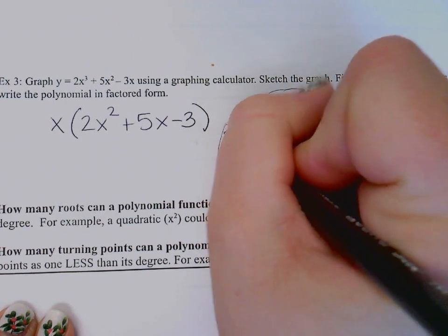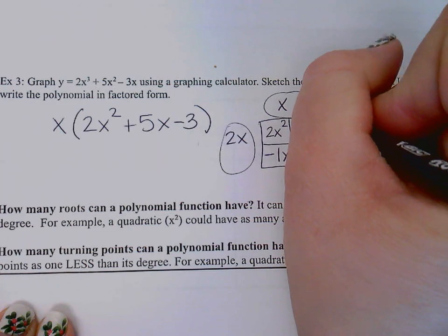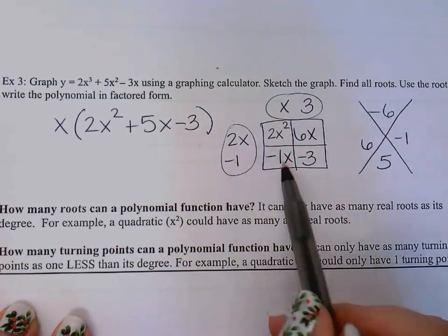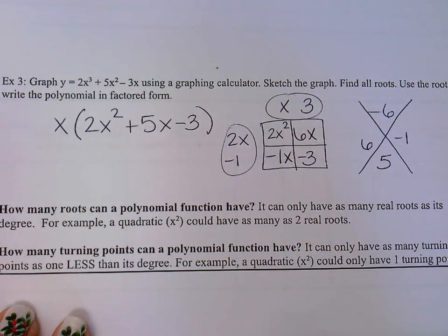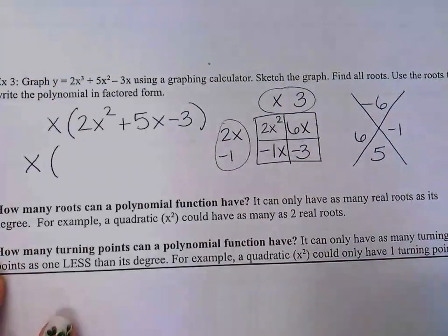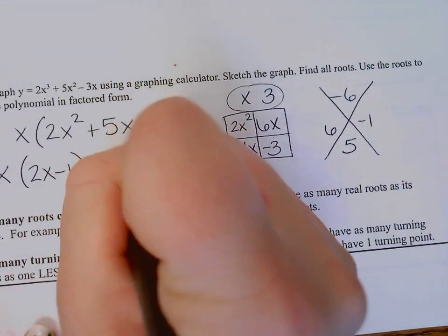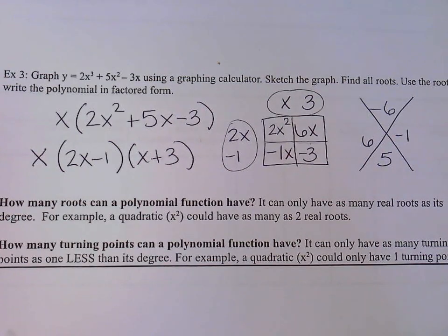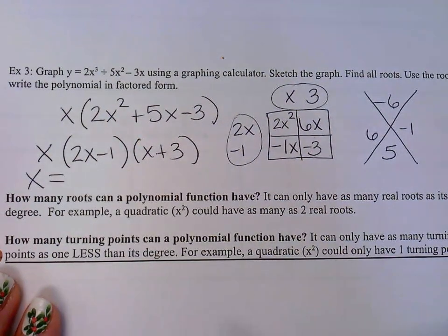So 2x times x would give me 2x squared. 2x times 3 is 6x. x times negative 1 is negative 1x. And then I can double check: 3 times negative 1 is negative 3. So if I wanted to factor this polynomial, it would factor into these 3 terms: x times 2x minus 1 times x plus 3. Who can tell me from these factors what the 3 roots have to be of this polynomial?